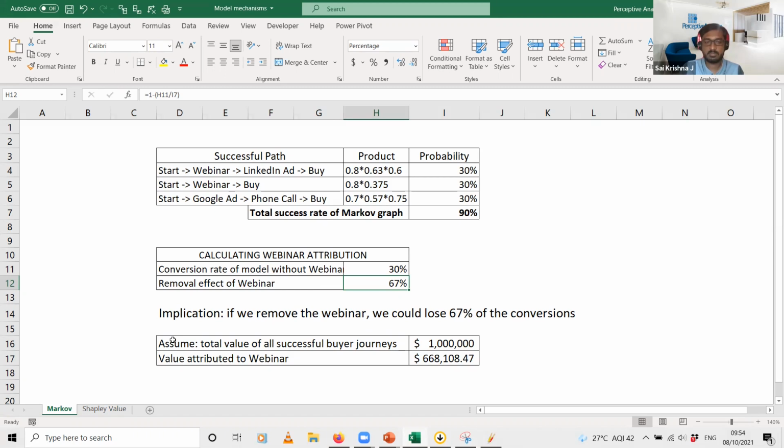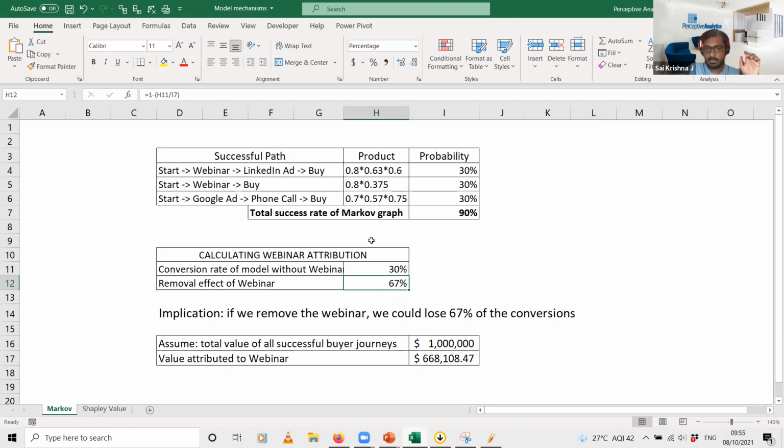So just assume that the total value of all successful buyer journeys is $1 million. Which is to say that people who have attended the webinar, people who have clicked on the LinkedIn ad, people who have clicked on the Google ad, people who have made phone calls, everybody who has converted via these 4 channels has contributed to a revenue of $1 million. So when it comes to attribution modeling, what we actually need to do is, how much of this $1 million should I attribute to the webinar? How much of this $1 million should I attribute to the Google ad? That is the purpose of this attribution modeling.